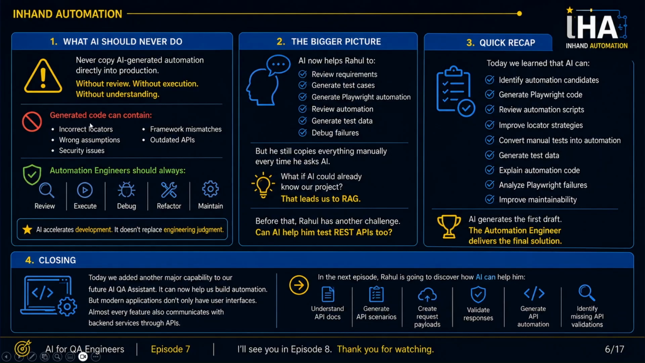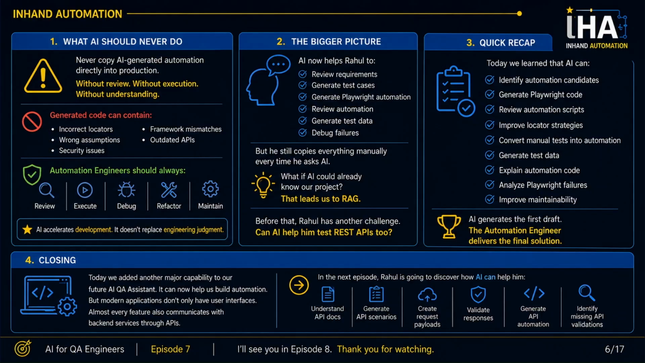Rahul noticed another mistake which people usually make. They copy AI generated automation directly into production without reviewing, without execution, without understanding. This is really dangerous, guys. For Rahul's case, it was just a QA review and got a lot of problematic statements.